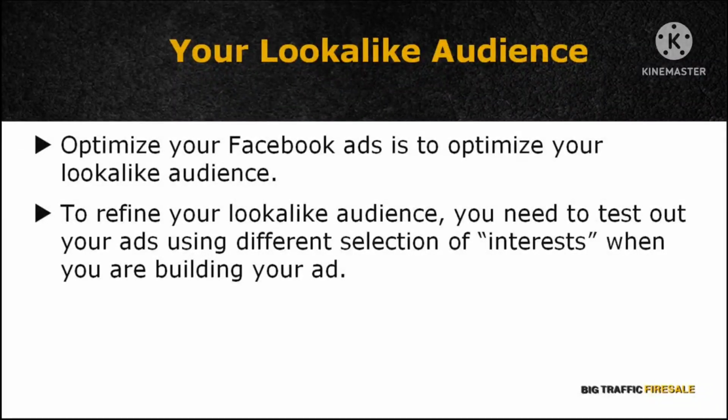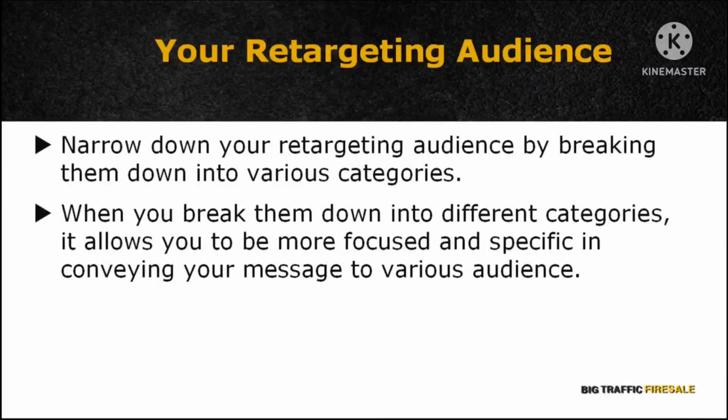To refine your lookalike audience, you need to test out your ads using different selections of interests when you are building your ad. Once you've discovered the right set of lookalike audience and interest, it will definitely reduce your cost per conversion. The third step is to narrow down your retargeting audience by breaking them down into various categories instead of grouping them into a single entity.